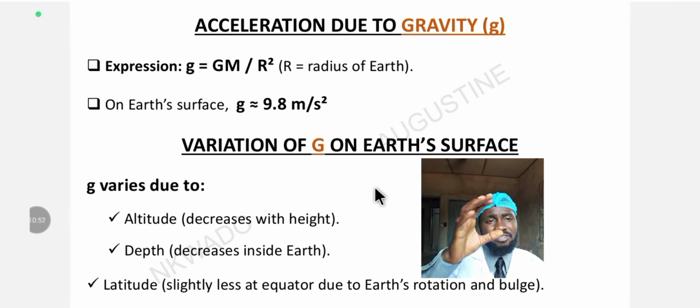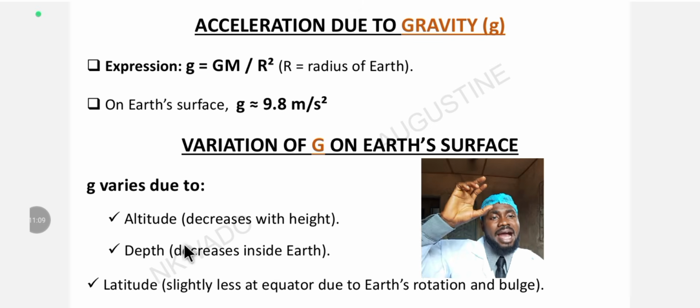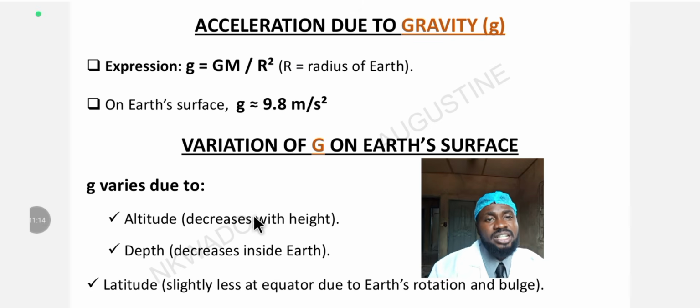What affects gravitational force on the Earth's surface? Altitude is one, which is how high you are located on Earth. Gravity decreases with height. So what we are saying is that gravitational force decreases the higher you go. The higher you go, the lower the gravitational force.